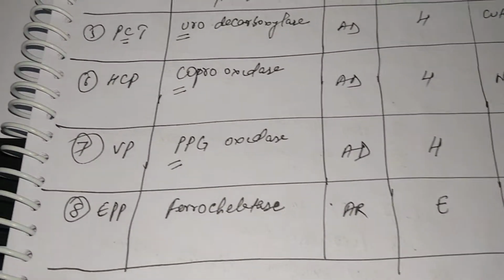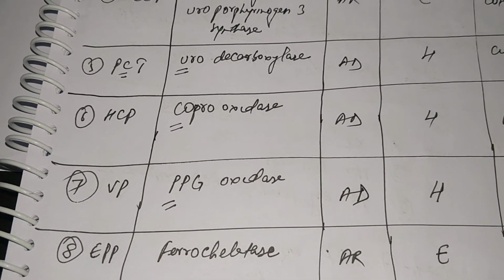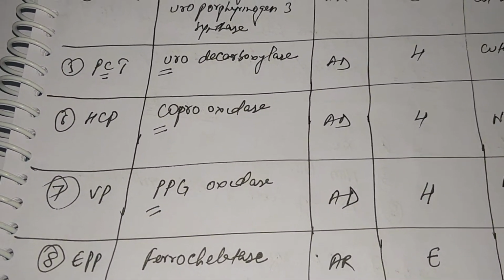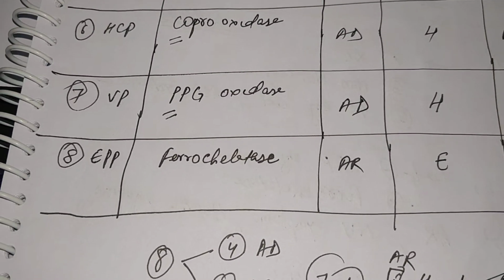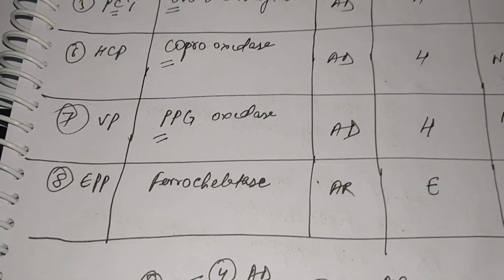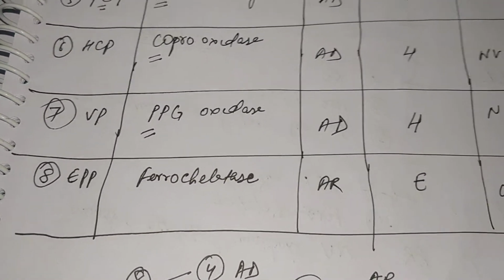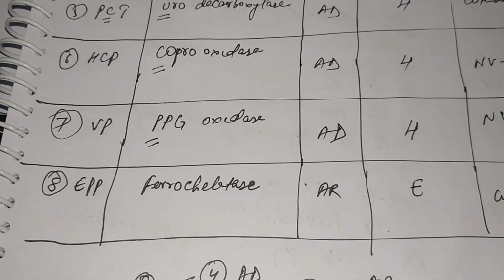Sixth is HCP. This is hereditary coproporphyria. The enzyme deficiency will be coproporphyrinogen oxidase. Okay, this is the copro, so the coprooxidase. Seventh is variegate porphyria. The enzyme deficiency will be PPG oxidase. There are two oxidases: one is HCP and the other is VP. HCP is coprooxidase, VP is PPG oxidase.